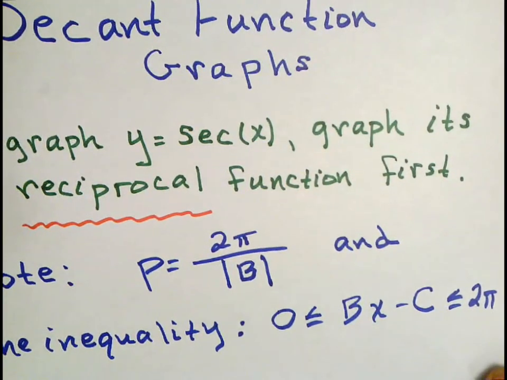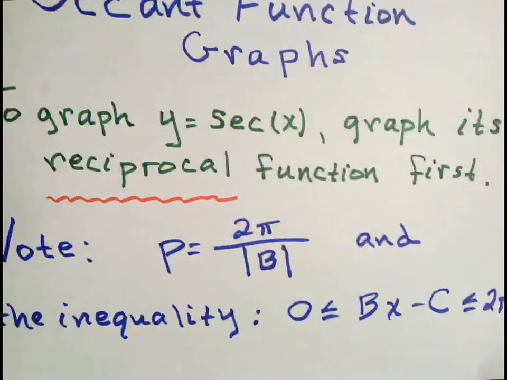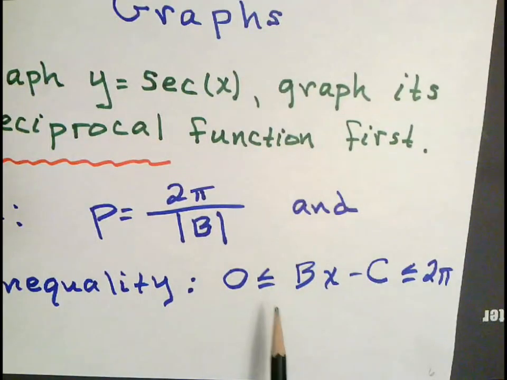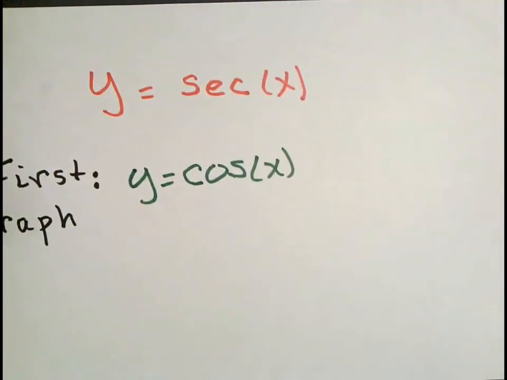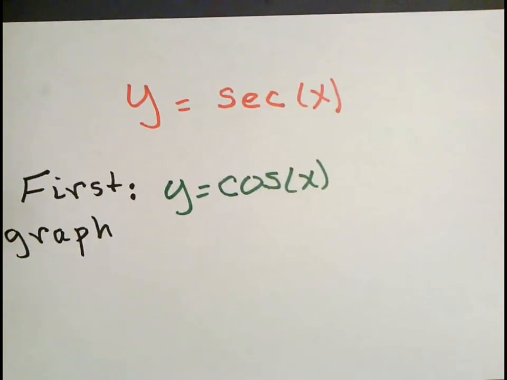And we're going to remember that the period is 2 pi divided by b, and the inequality is 0 is less than or equal to bx minus c less than or equal to 2 pi. So when we're starting here, we're going to graph one cycle of a secant curve. The first thing we're going to do, we're going to graph y equals cosine of x.